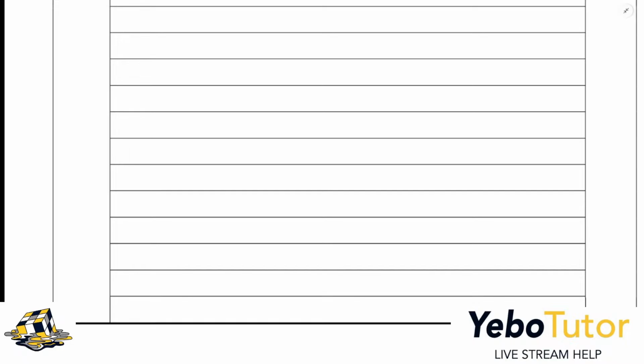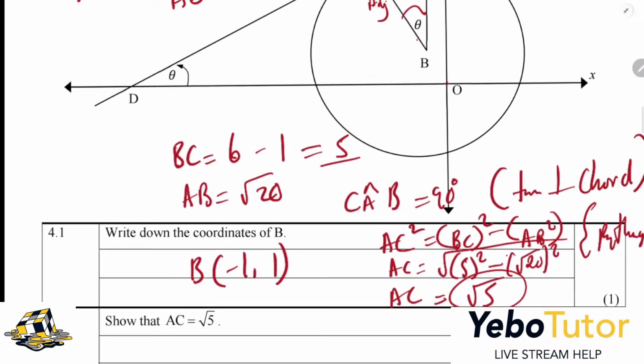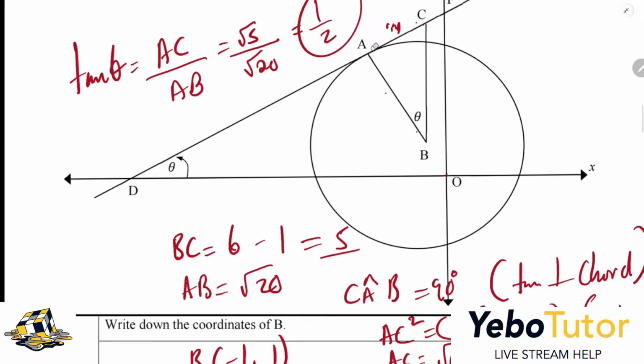We can solve that fast and quick, because from the above, we already know that tan theta is equal to 1 over 2. We've solved that, and we know that the gradient of DC multiplied by the gradient of AB should always be equal to negative 1. Why? Because these two are perpendicular to each other, so the gradient of this and the gradient of DC, as you can see here, should give us negative 1 because they are perpendicular.